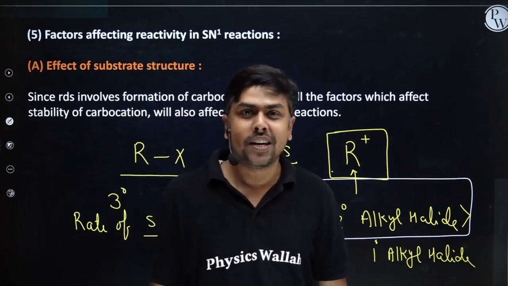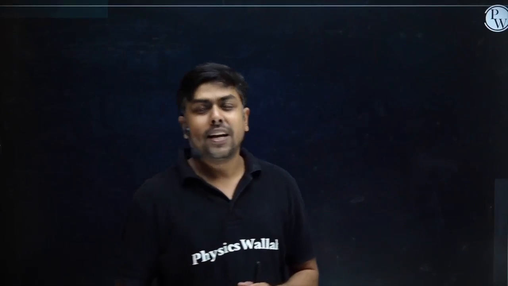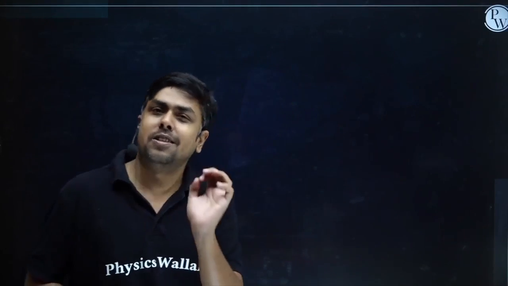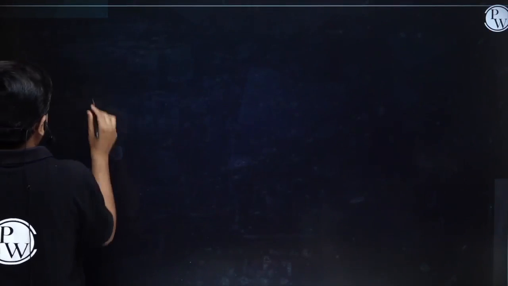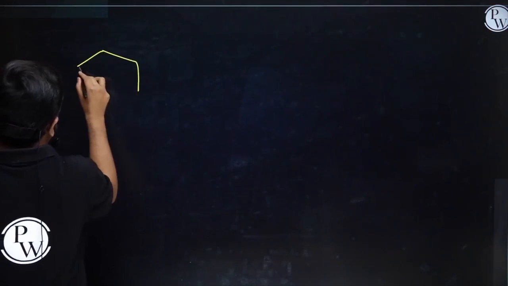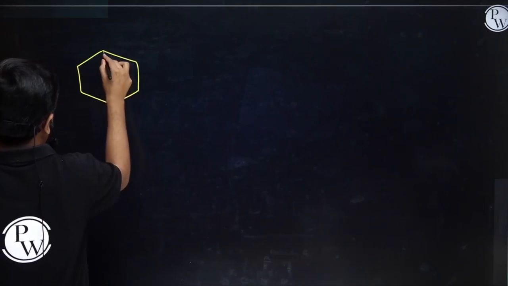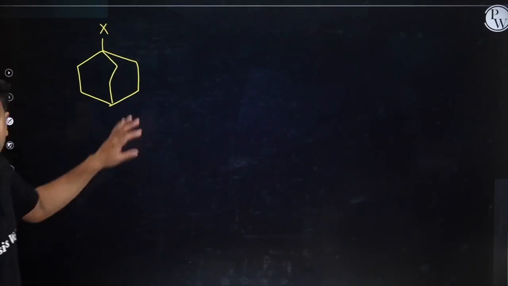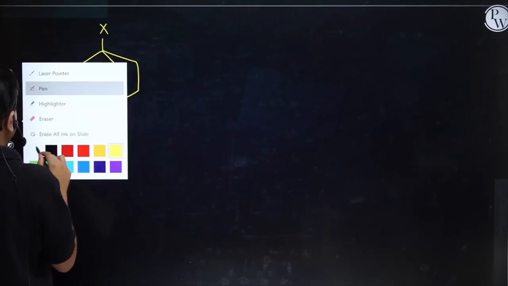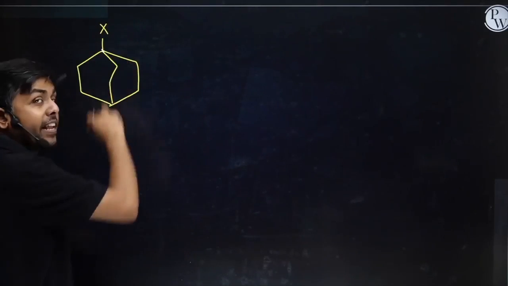Am I clear, student? Now let's see some alkyl halides, and we have to check whether SN1 reaction will occur or not, or if it's occurring, whether it will occur at a faster rate or at a slower rate. Okay. If I talk about such type of halides, no doubt this particular carbon is a 3-degree carbon, so it's a 3-degree alkyl halide.